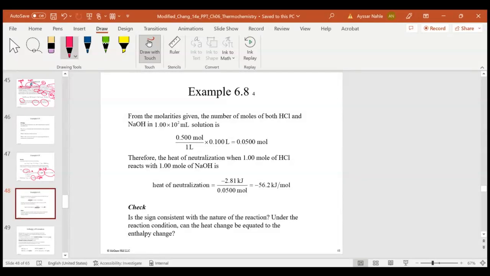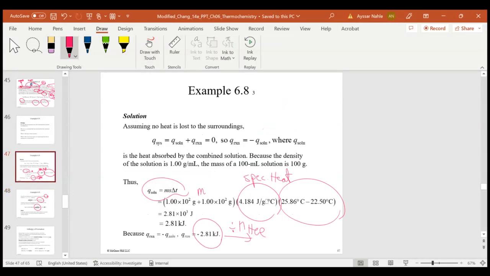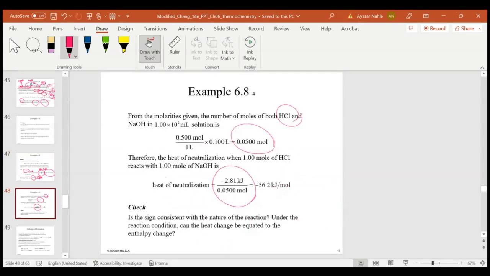Now, from molarities. Again, from molarities, we know volume multiplied by molar concentration will give me the number of moles of HCl actually. All right. Now, heat of neutralization. So what they did in here, they took the Q, which they found in here, and they divided by the number of moles of HCl, and this way they obtain 56.2 kilojoule per mole of what? Of HCl, or per mole of NaOH in this case. Is it clear?